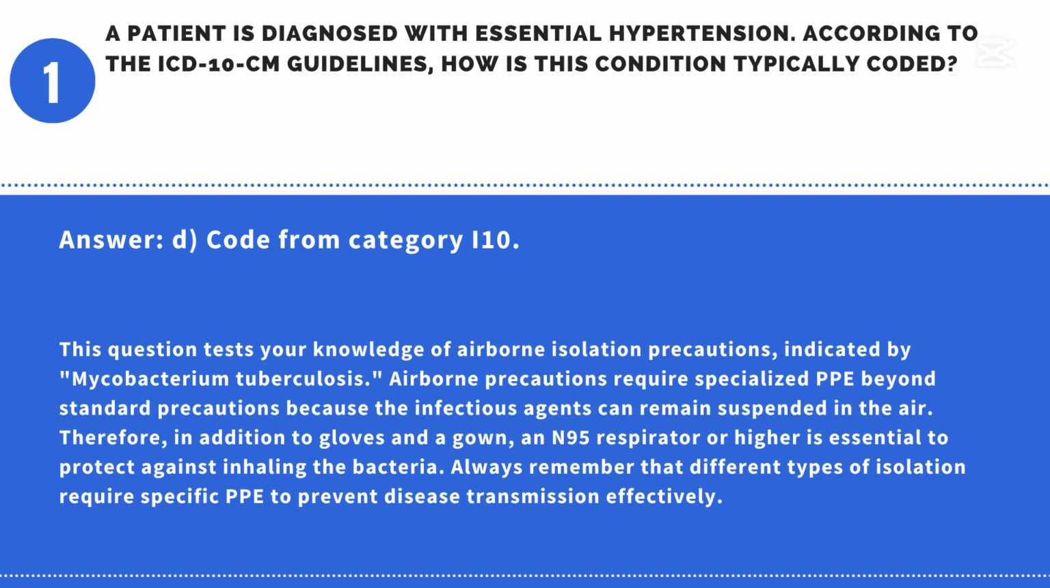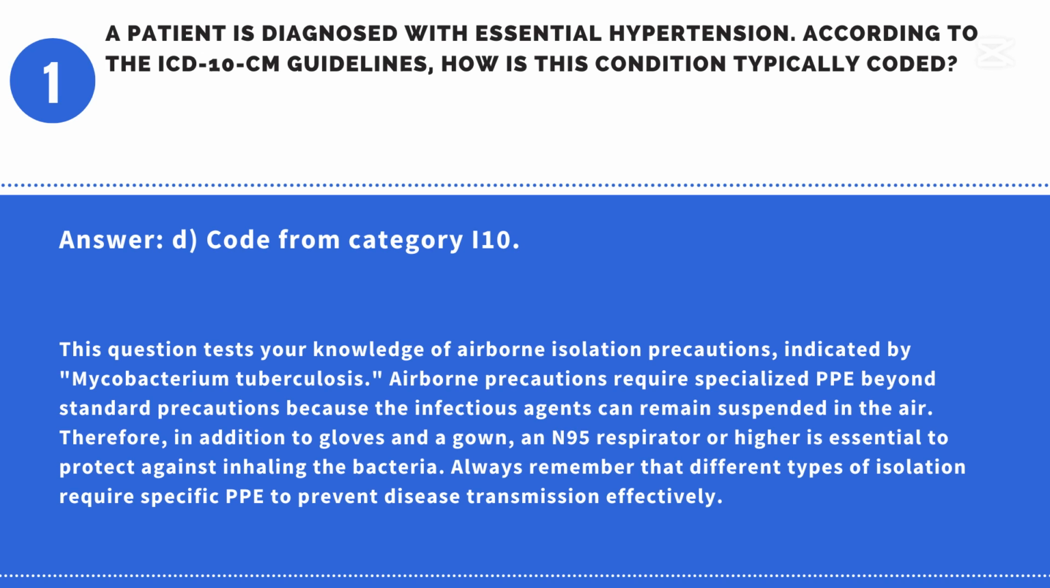Answer: D. Code from category I-10. This question tests your knowledge of coding essential hypertension. Essential hypertension is a specific type of high blood pressure. In ICD-10-CM, essential, primary, hypertension is assigned to codes within category I-10. It's important to differentiate this from secondary hypertension, which is caused by another condition, or historical terms like benign or malignant hypertension, which are not used in ICD-10-CM for essential hypertension unless specified as such.